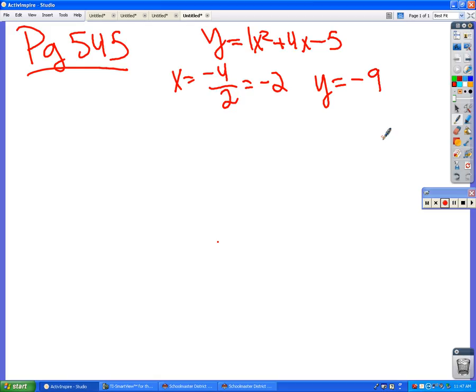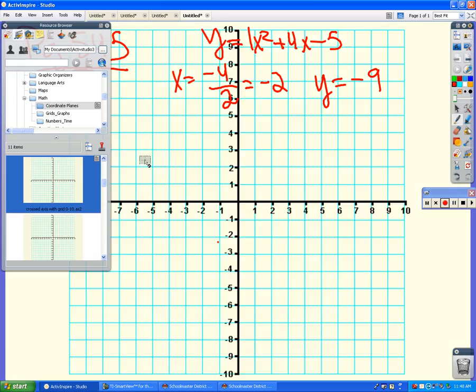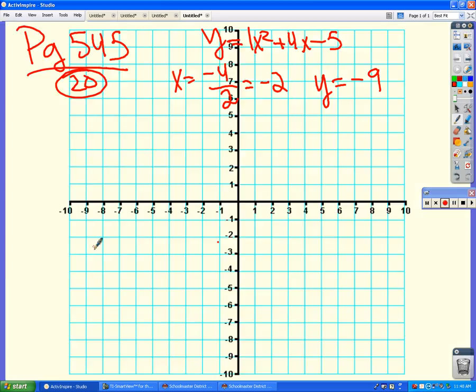So check your work on number 20. And what I'm here to tell you is, if you did number 20 correctly, you should have got negative 2, negative 9. Okay, did everybody get that? Yes? The one part I didn't really know if I was doing right is the graphs. Okay, so now let's take a look at the graph.